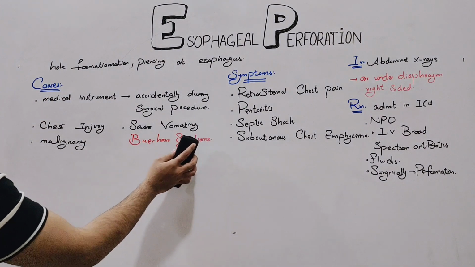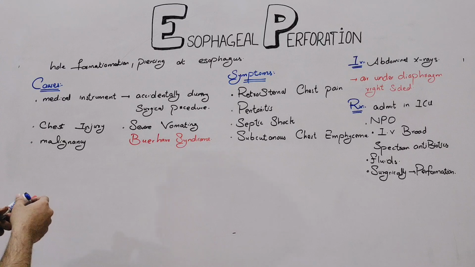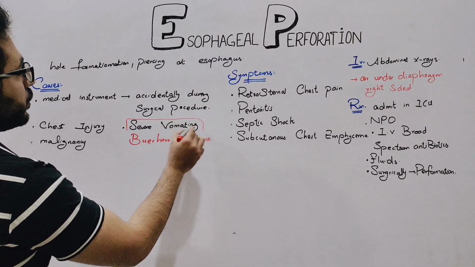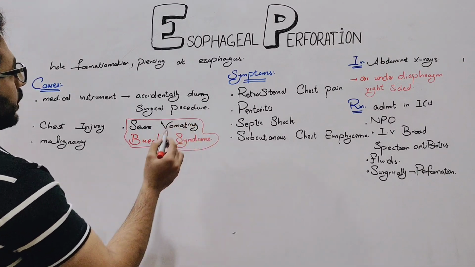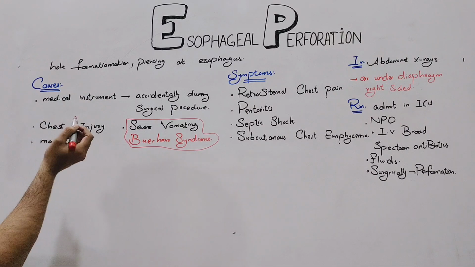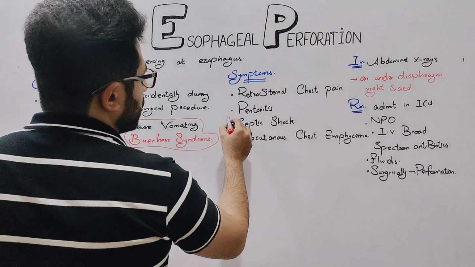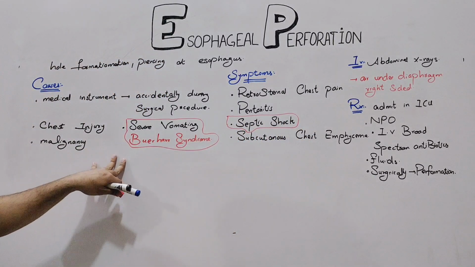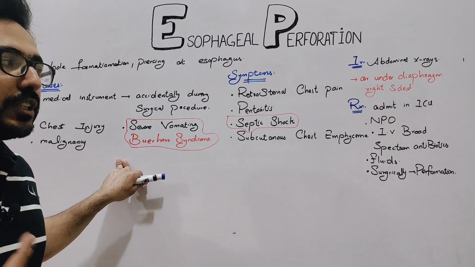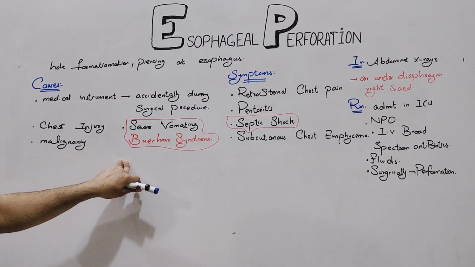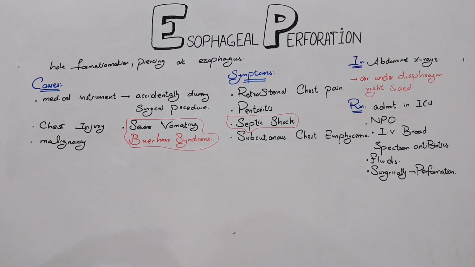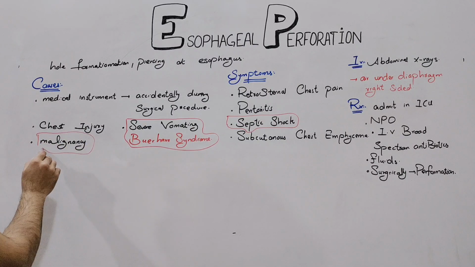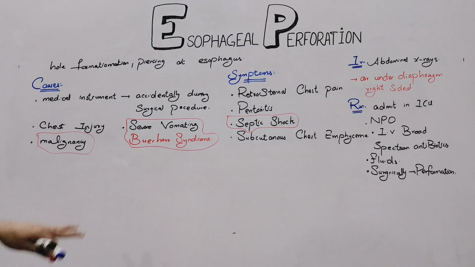Indications for surgery. You just need to learn these things. If the patient presents with severe vomiting, Boerhaave syndrome, or if he has septic shock, these are the necessary conditions for surgical correction of that perforation. Other than these, if he has cancer, malignancy, then what will you do?